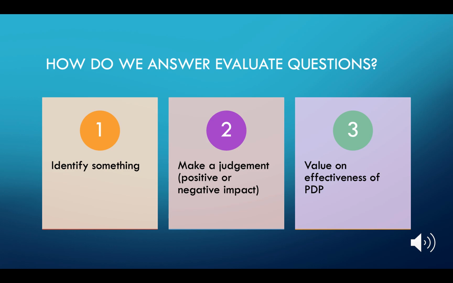So, how do we answer evaluate questions at National 5 PE? To answer evaluate questions and to access all of the marks fully, we need to follow a 3-step process. The first part of this process is to identify something. The second part is then to give a judgment about the thing that you have chosen, the thing that you have identified. And the last part is to then explain to the marker what was the value of this, how did it help you or how did it hinder your progress. We're now going to look at each of these stages in turn and give you a clearer understanding of what you have to write for each of the stages.